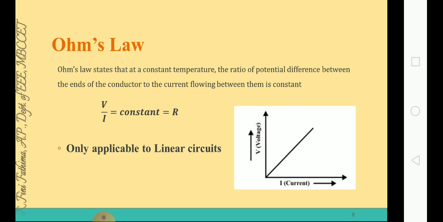This graph can be drawn like this, or it can move to the left side or right side, but still the slope should be constant and it should pass through the origin. Then we can say our element is a linear element. An element is called a linear element when it follows Ohm's law. I hope you understood it.